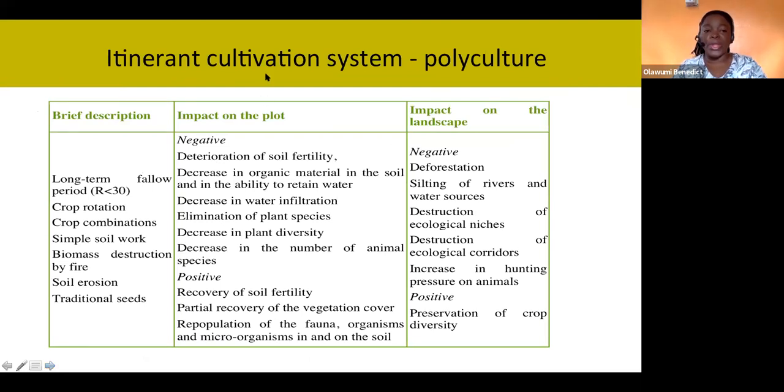So the itinerant cultivation system, but it's a polyculture. And like last week, we defined what monoculture and polyculture are. Polyculture is a system whereby you plant many species of crops on a piece of land or on a plot, either on a farm level or on a plot. That is polyculture.